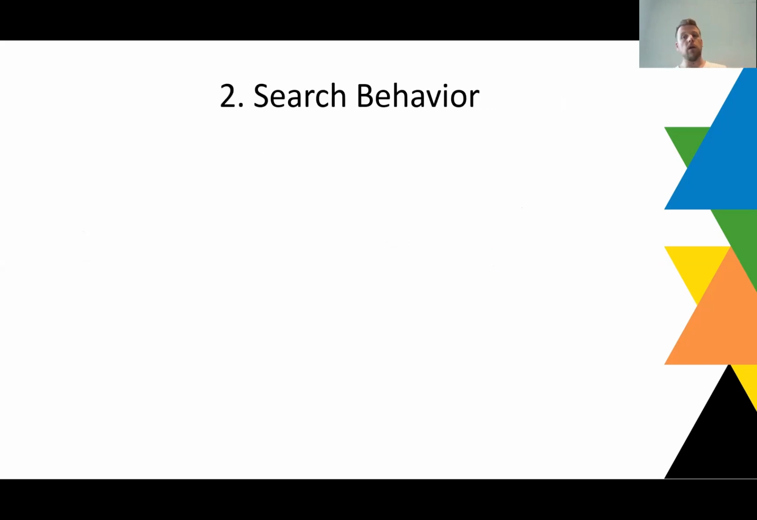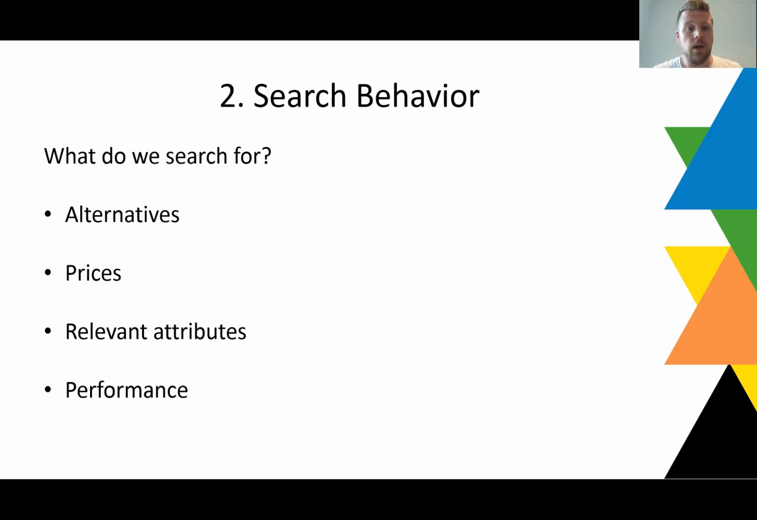Now, once we recognize the need and we want to go on and reach our desired state, we typically start searching. And there are several ways to search. Typically, the first question is always to answer, what do we search for? And that's pretty straightforward when we talk about consumption. We are looking at alternatives, right? What are options to fulfill my need? What are prices? What are the relevant attributes to take into consideration, and how do these attributes perform on each of the alternatives that I have identified?